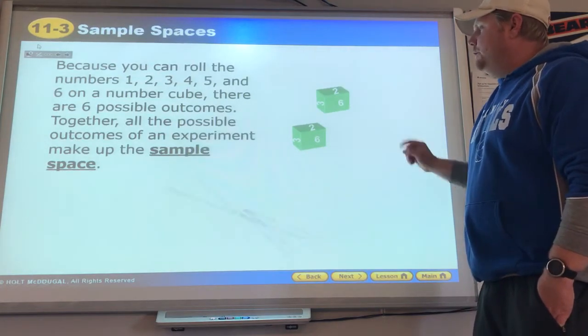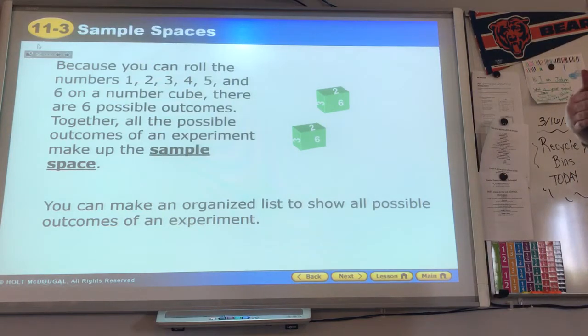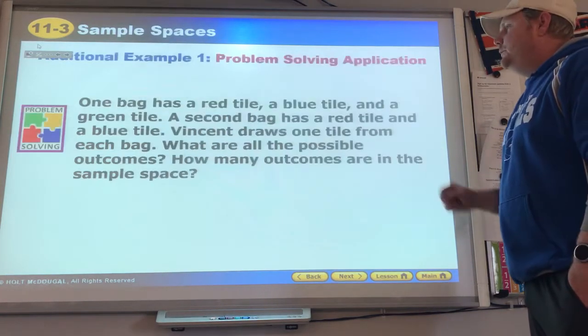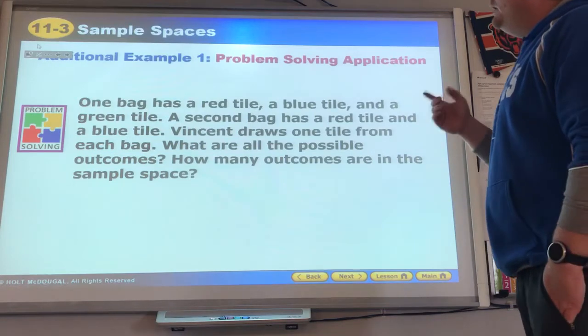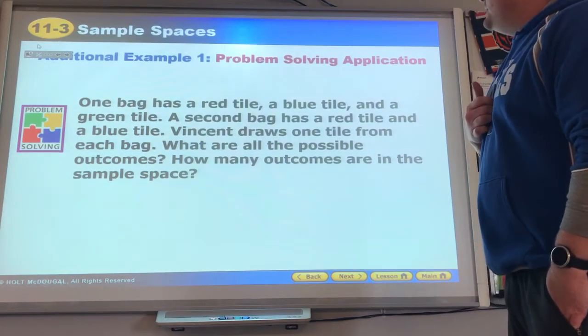We've got our dice that we're rolling. You can make an organizational list to show all the possible outcomes of an experiment. All right? You can make a list. Now we're going to jump right into this.